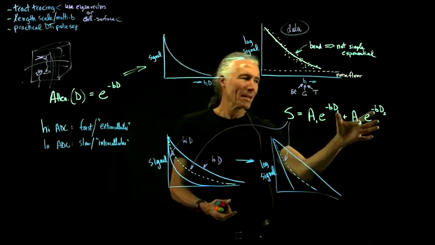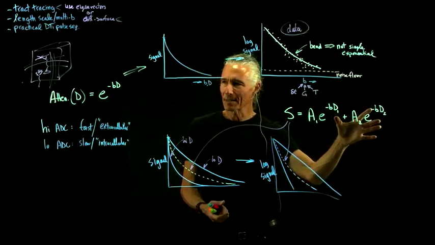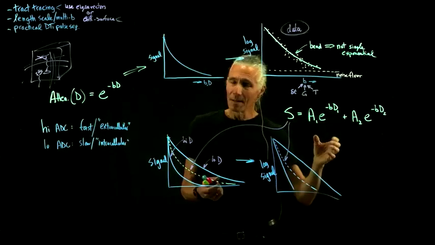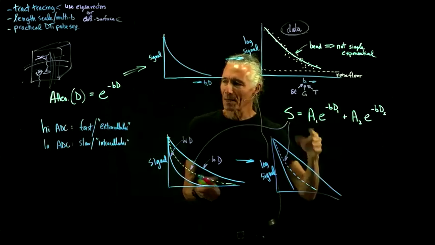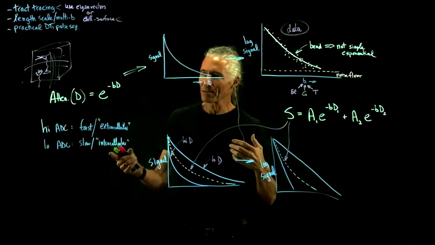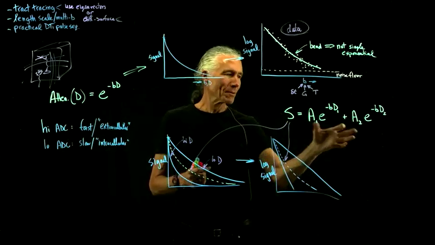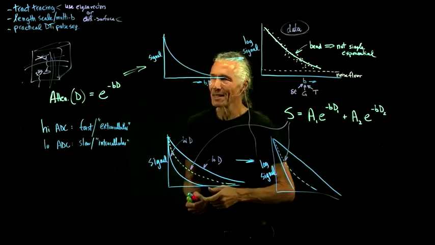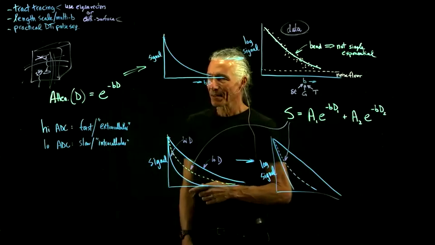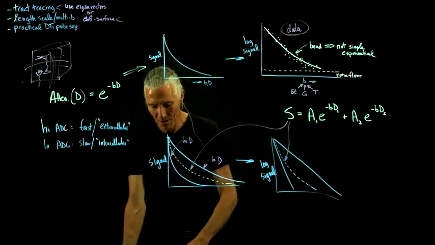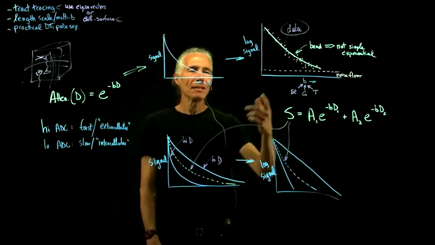Now you have to fit 2 Ds within each voxel, and then there's the proportion of each of those, because there might be different proportions of extracellular and intracellular in different voxels depending on how many cells are there. And so now we've got 4 numbers to fit instead of just 1 D. So you can quickly see that you need to make a lot of measurements.